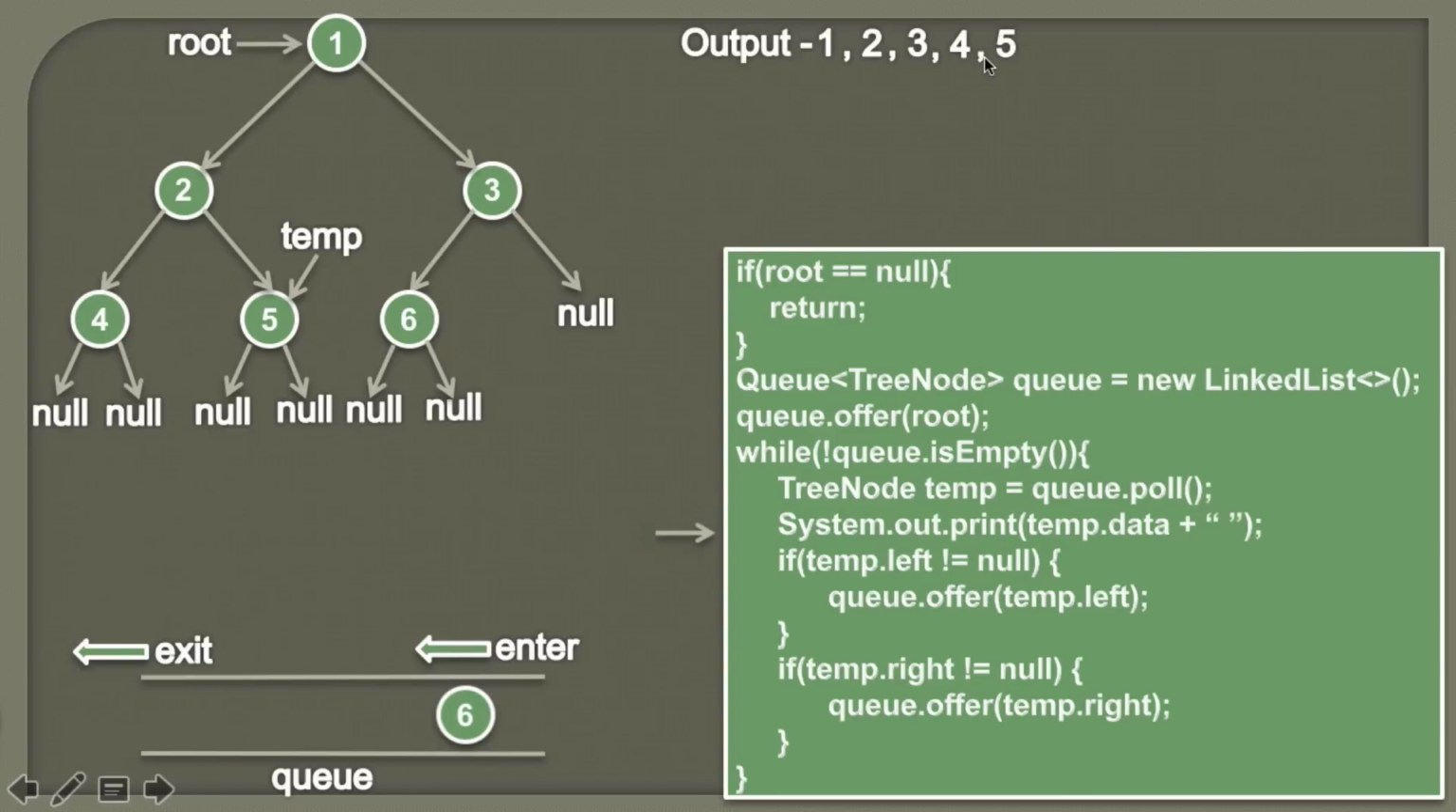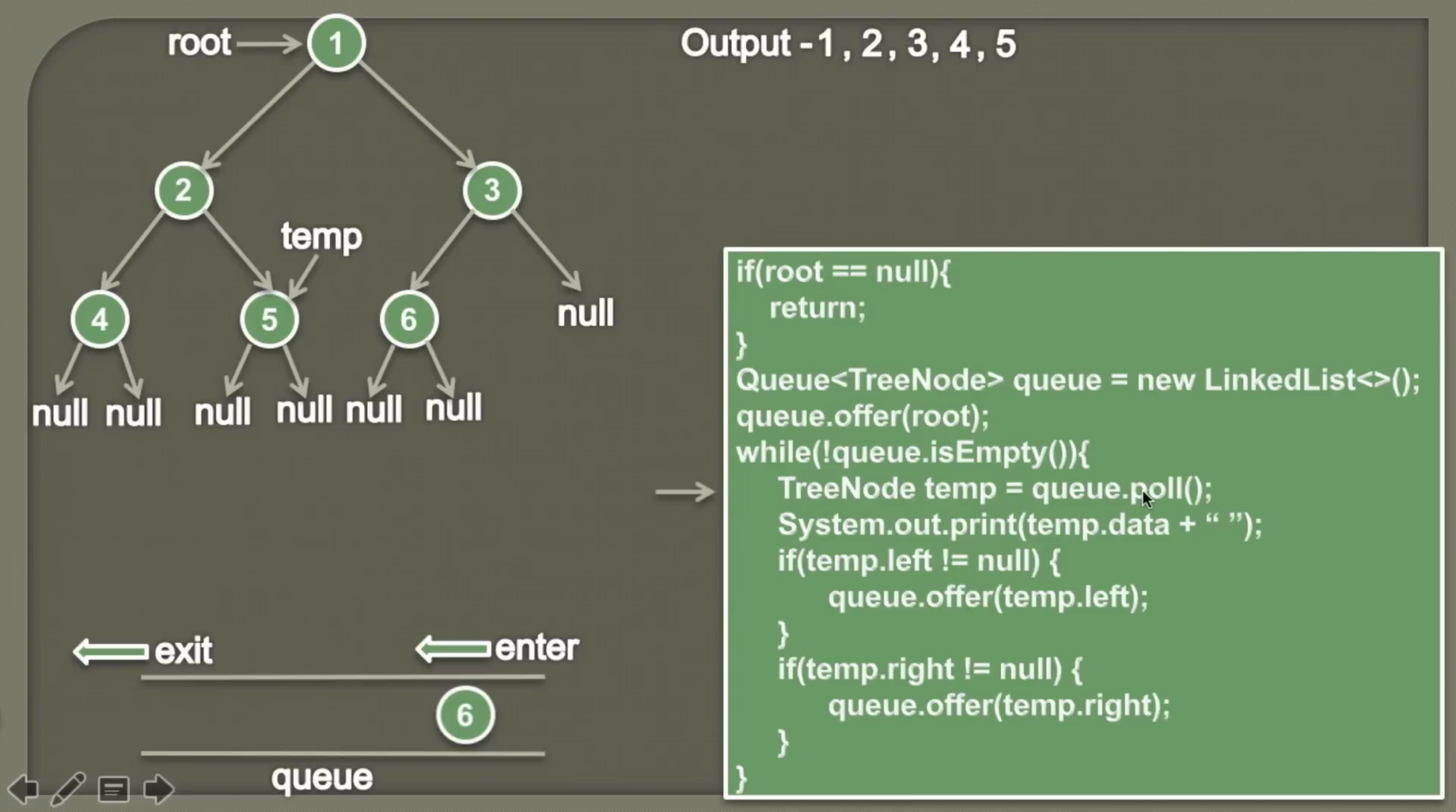Moving ahead, we will check whether temp left is equal to null or not. Currently temp left is equal to null, therefore the condition in the if block comes out to be false. And then we'll check whether temp right is equal to null or not. Here temp right is equal to null, therefore the condition in the if block comes out to be false. And then we go to the while loop and check whether the queue is empty or not. Currently the queue has 1 node left, therefore it's not empty. So the condition in the while block comes out to be true.